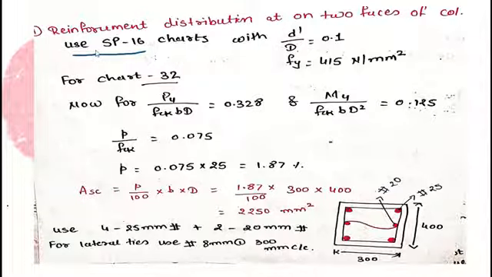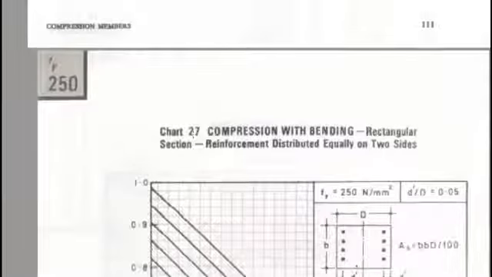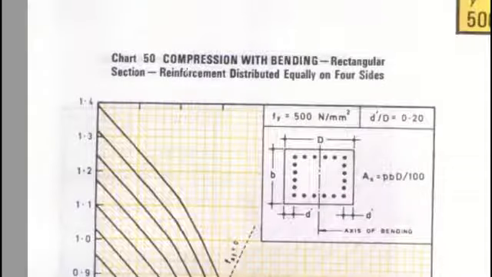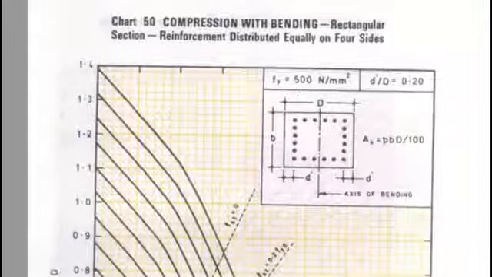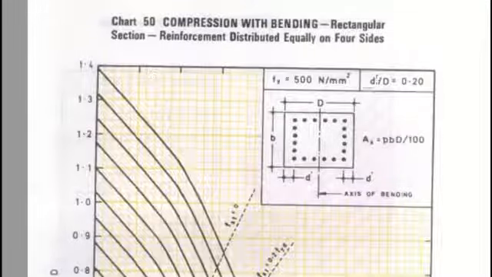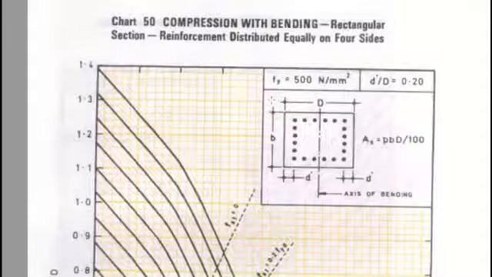Now we have to use the SP 16 chart to determine the percentage of reinforcement in the column. We require two values, d dash by d is 0.1 and fy is 415, right? Now we have to choose which chart number we are going to use. As I told you already, chart number 27 to chart number 50 we can use for the rectangular section. We just have to check in the chart whether it is for two side reinforcement or four side reinforcement, and also we have to check two other values, fy and d dash by d.